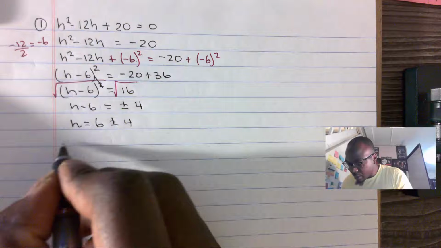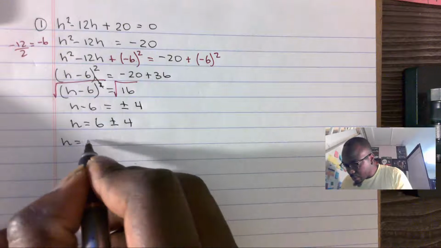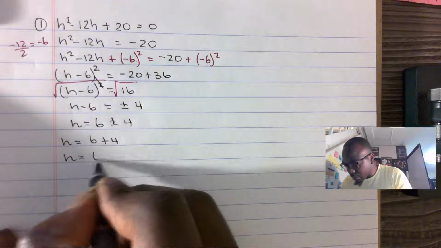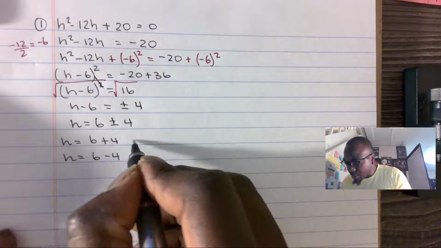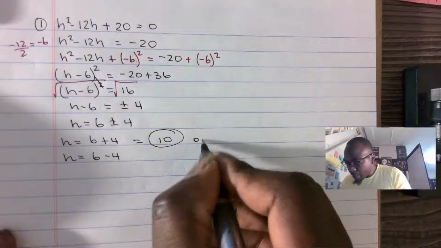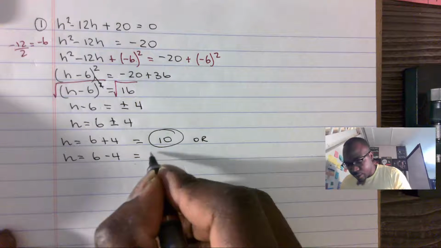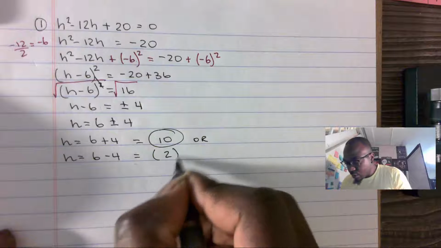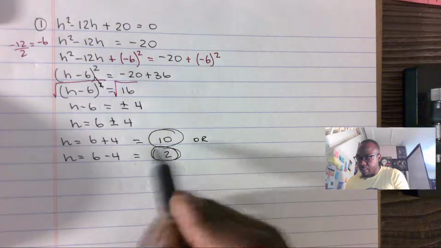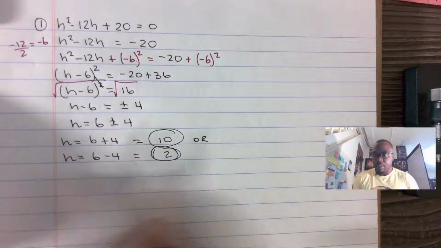My two options are h is equal to 6 plus 4, or h is equal to 6 minus 4. So 6 plus 4 is equal to 10. All right, that's one answer. Or we have 6 minus 4 is 2, and this is another answer. So my answers are going to be 10, sorry, or positive 2.